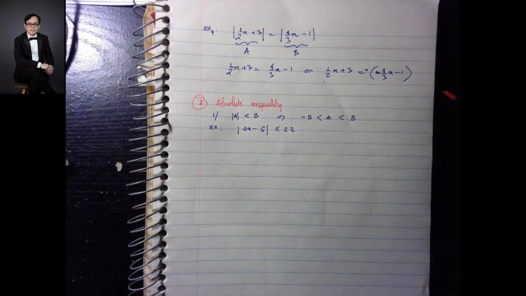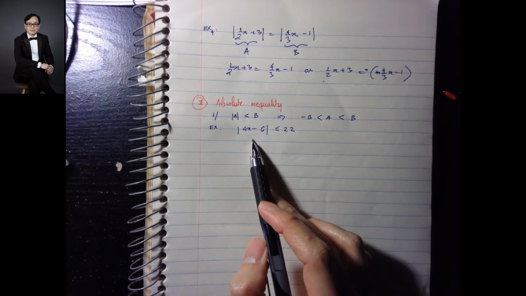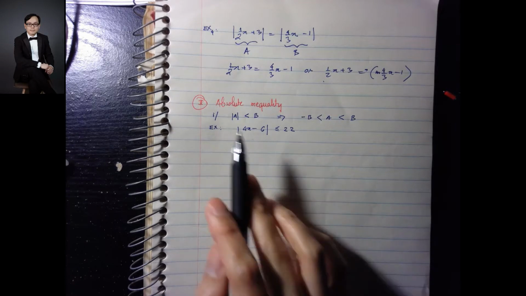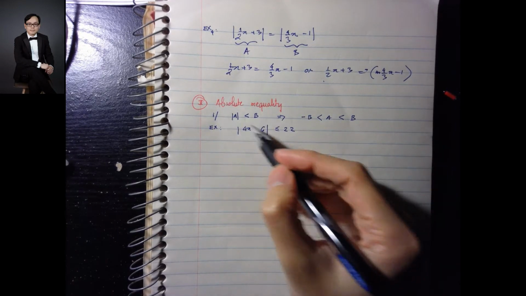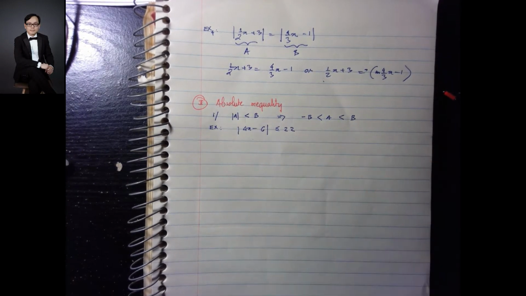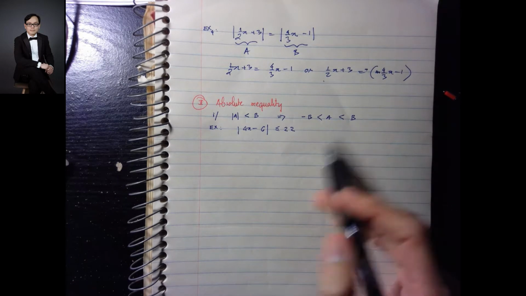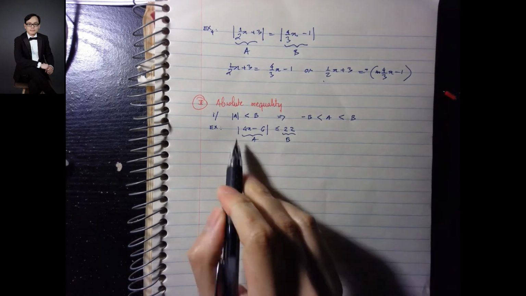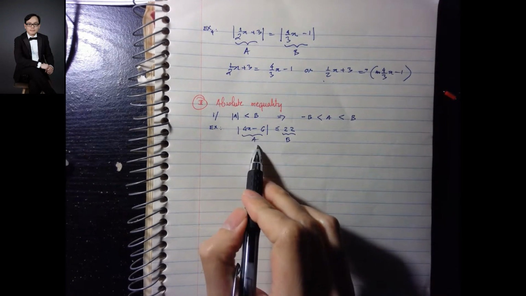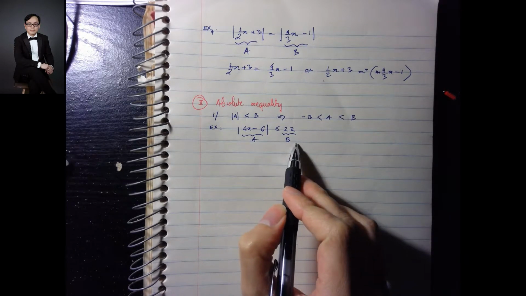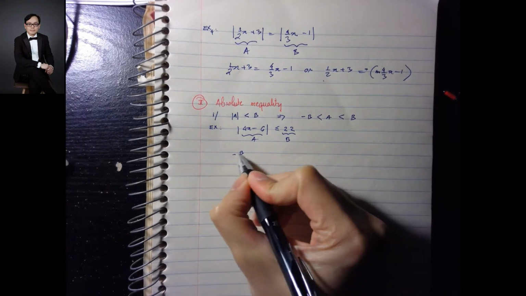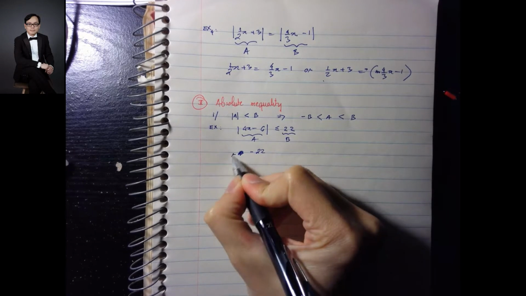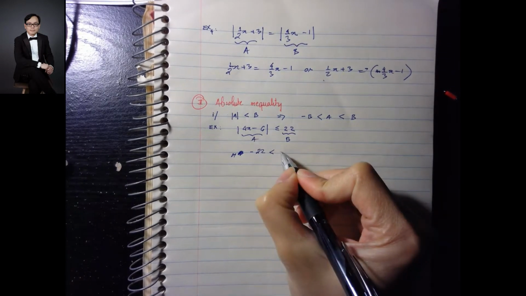So the first example I have here is already in the form. A is 4x minus 6 and B is 22, so I can apply the general formula right away: negative B less than A less than B. Everything inside the bar is A, and this is B. So we will have negative 22 less than 4x minus 6 less than 22.